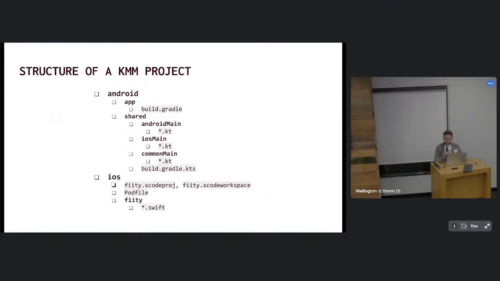So at this point, I was basically left with this structure. So I have my Android project, which has 2 modules, the app module, which contains all my standard sort of Android code, and a shared module, which contains 3 source sets, Android main, iOS main, which are the platform-specific Kotlin, and common main, which is the actually shared stuff. And the iOS project lives outside the Android project and is just a standard iOS project.